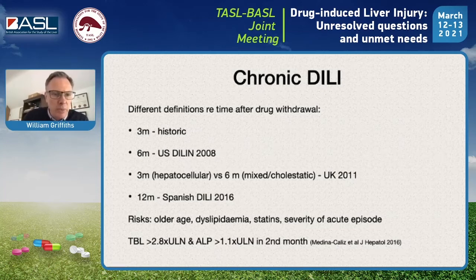There are some specific risks which might predict chronicity, including older age, dyslipidemia. This is very much from the Spanish paper here. Statin use and severity of the acute episode. And from the same study, which had several hundred patients, there were some cutoffs from the second month, which would predict chronic DILI at 12 months, which are to do with bilirubin and alkaline phosphatase.